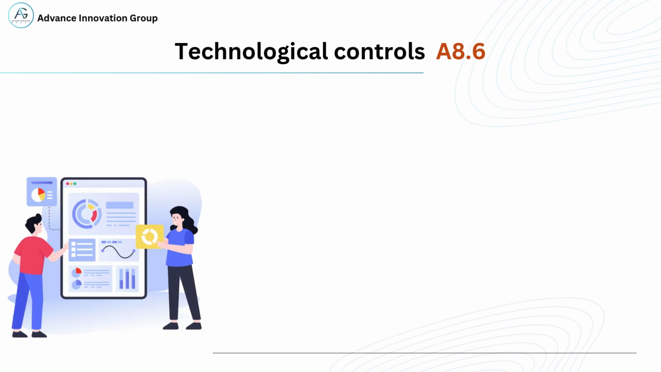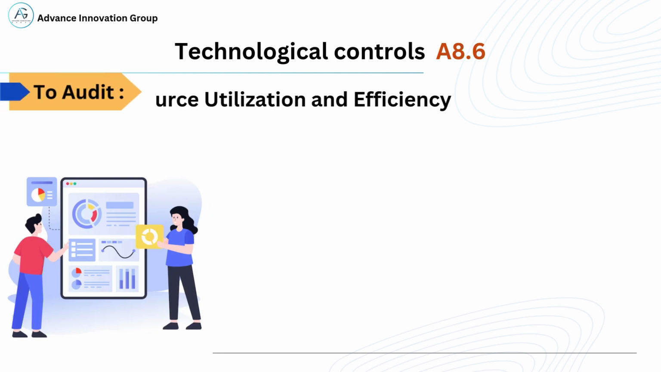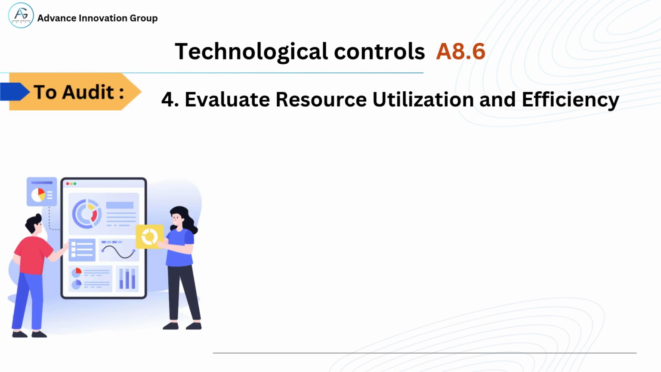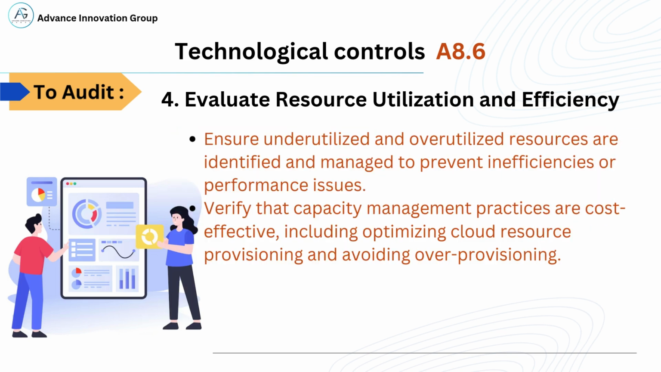Technological controls A 8.6. To audit 4. Evaluate resource utilization and efficiency. Ensure underutilized and overutilized resources are identified and managed to prevent inefficiencies or performance issues. Verify that capacity management practices are cost-effective, including optimizing cloud resource provisioning and avoiding over-provisioning.